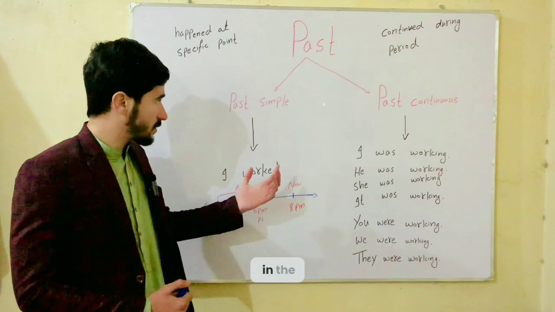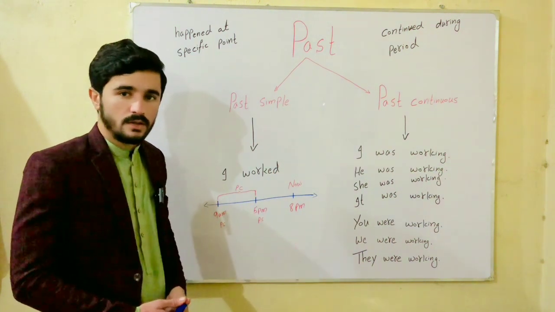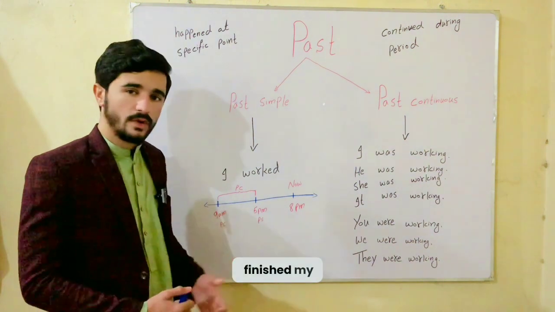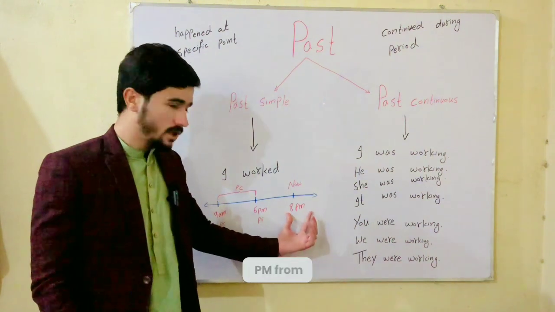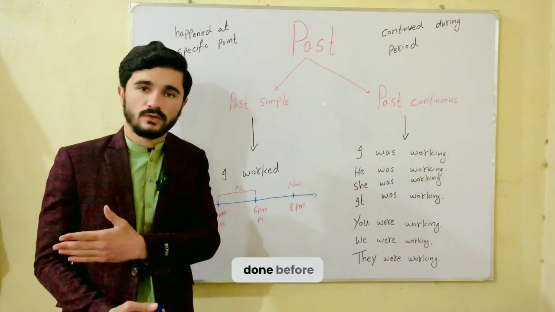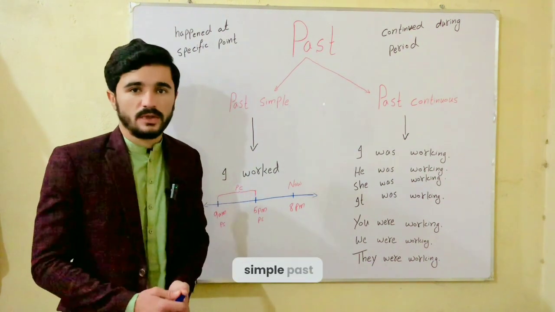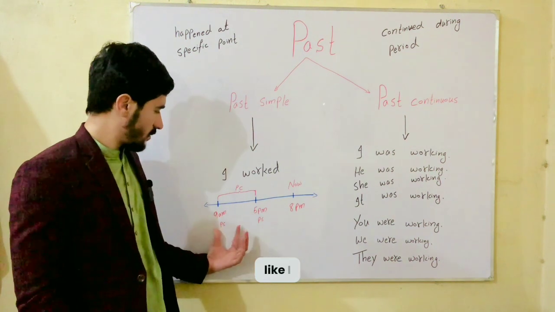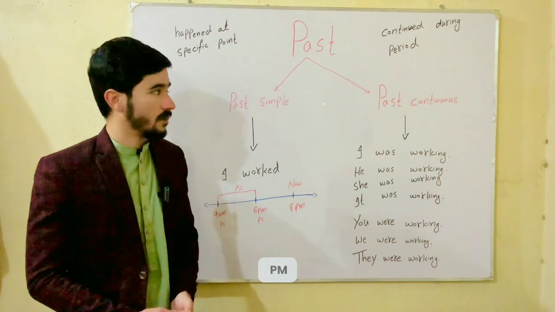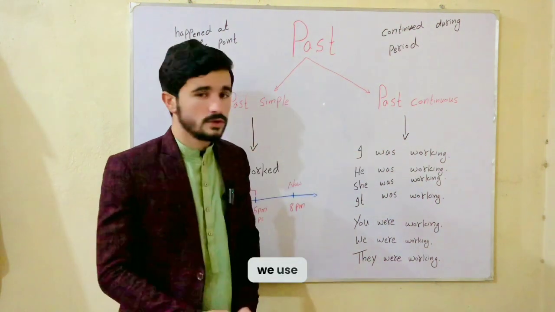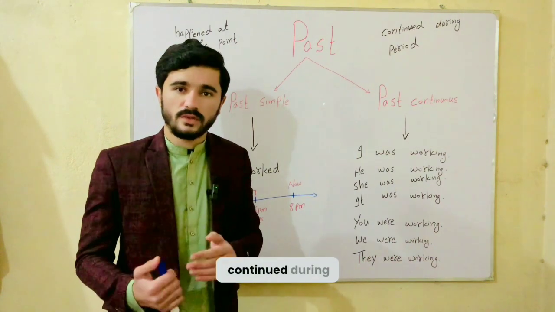For example, in the simple past, I worked at 9 a.m. I finished my work at 5 p.m. This is something you did before the present time. It is simple past, like I did my work at 5 p.m. And the past continuous, we use for something that continued during a period.